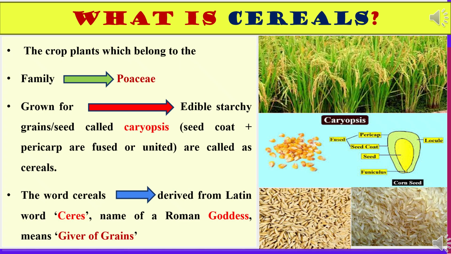What are cereals? Cereals were domesticated in the Neolithic, 8,000 years ago. Wheat and barley were domesticated in the Fertile Crescent. Rice was domesticated in East Asia, and sorghum and millet were domesticated in West Africa. The crop plants which belong to the family Poaceae and are grown for their edible starchy grains, just seed, called caryopsis, where seed coat plus pericarp are fused or united, are called cereals. The word cereals has been derived from Ceres, name of a Roman goddess, meaning giver of grains.